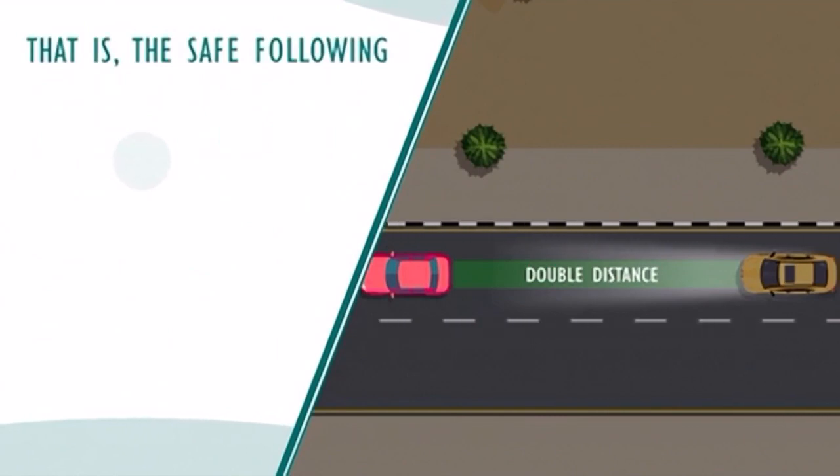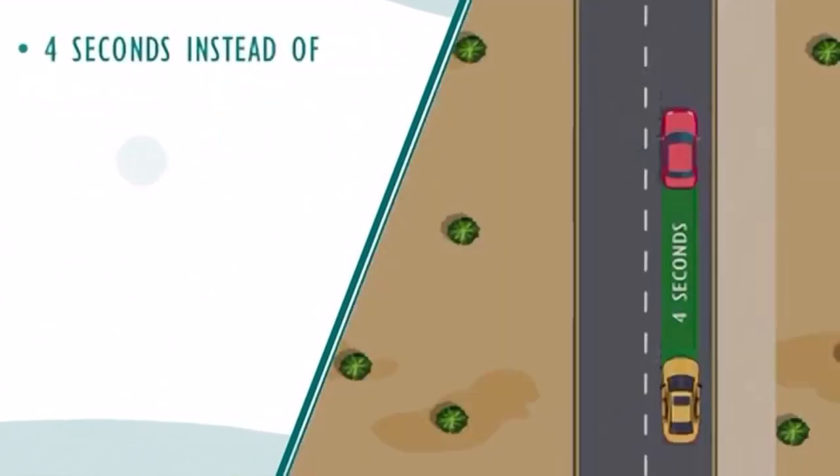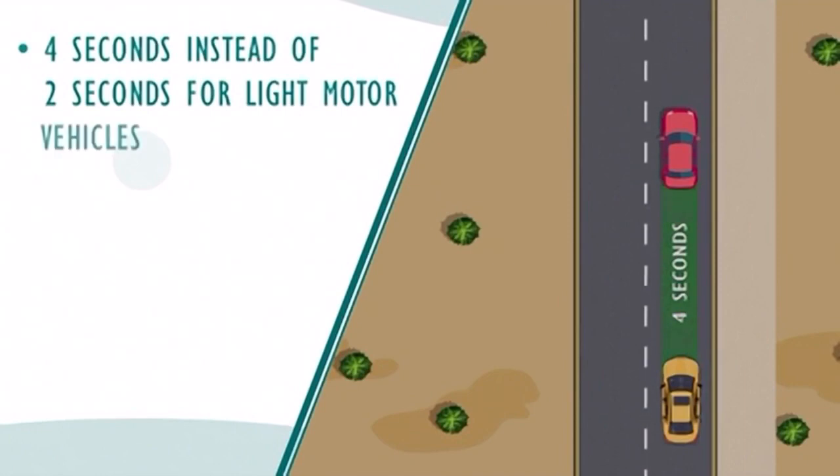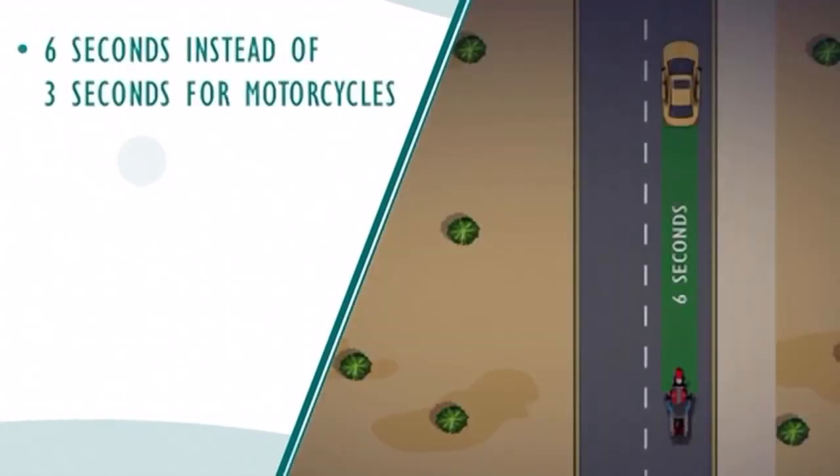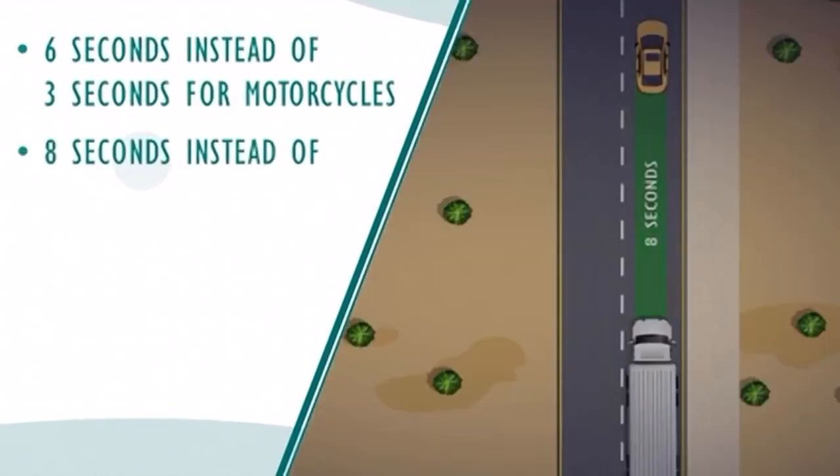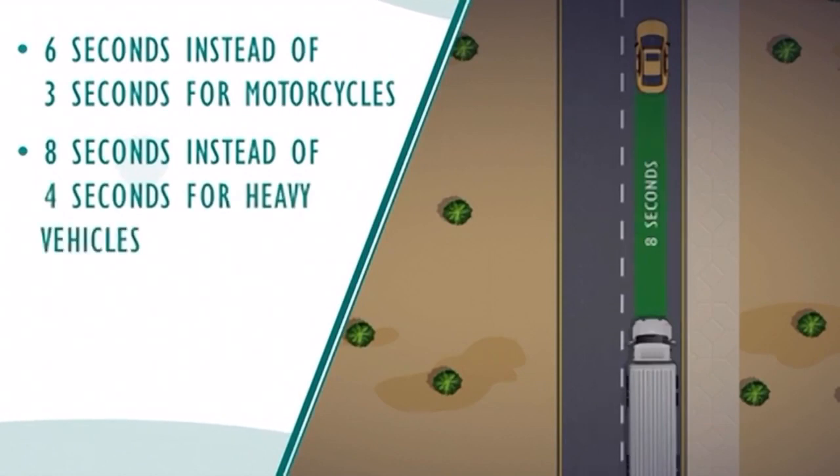That is, the safe following distance should be 4 seconds instead of 2 seconds for light motor vehicles, 6 seconds instead of 3 seconds for motorcycles, 8 seconds instead of 4 seconds for heavy vehicles.